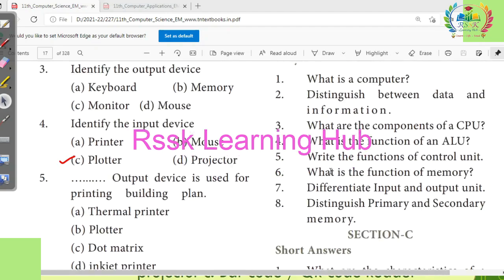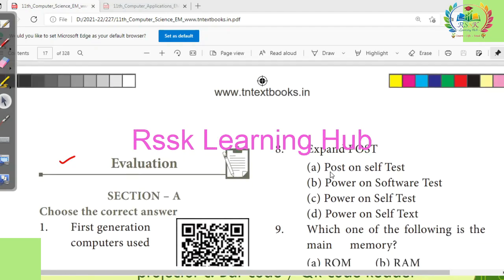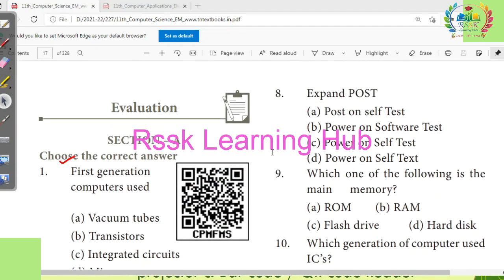Next, coming to 8th question: expand POST. Just now we saw it. What is POST? POST stands for power on self test. So the answer is C, power on self test.